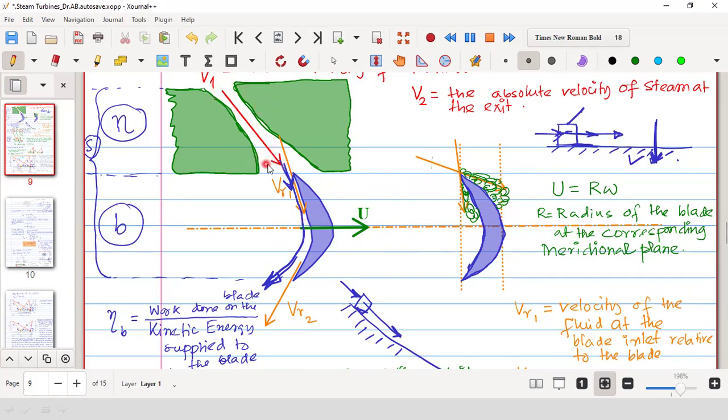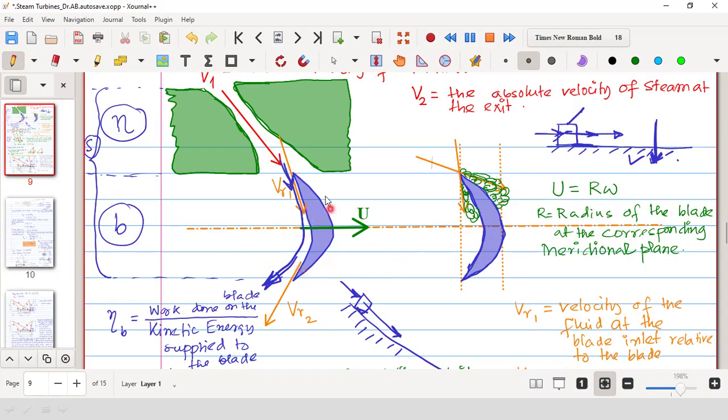Steam is having the energy initially. Even if the blade was static, the steam was moving. So initially the steam had the kinetic energy or the momentum, and now the momentum is transferred to the blade. Therefore, the steam is doing work on the blade, not the blade doing work on the steam. There should not be any confusion related to that, because steam is coming with a high kinetic energy and high momentum, so it has the capability to do work on the blade.